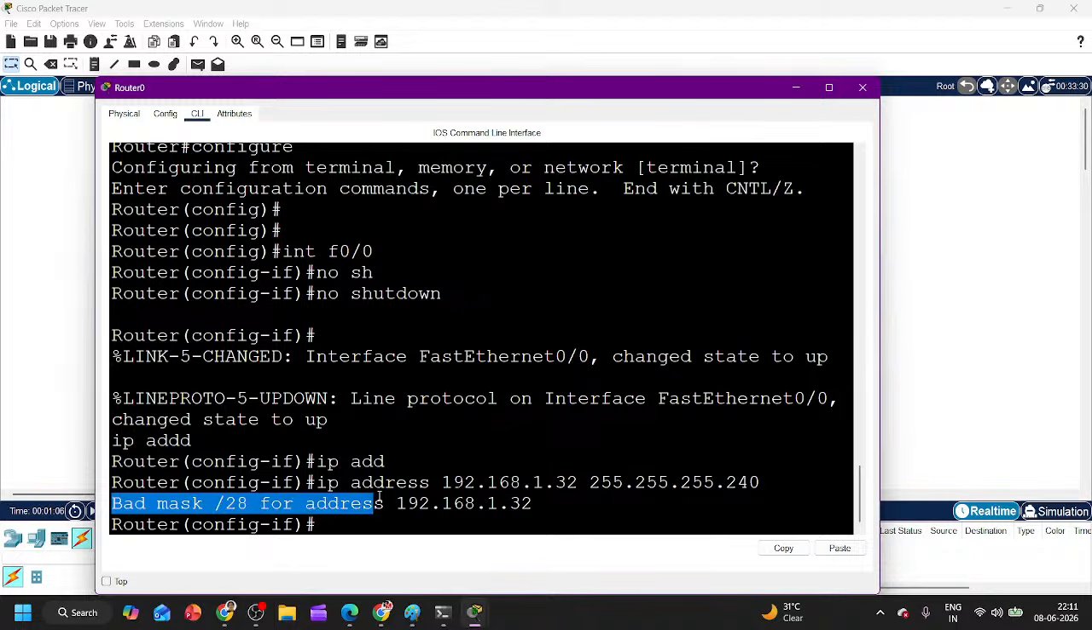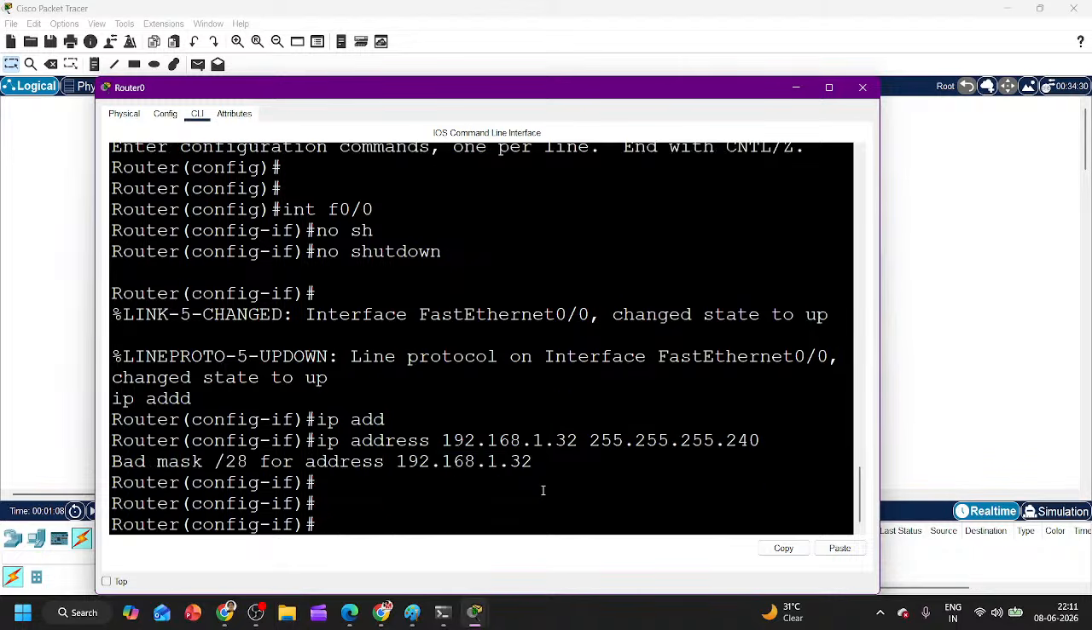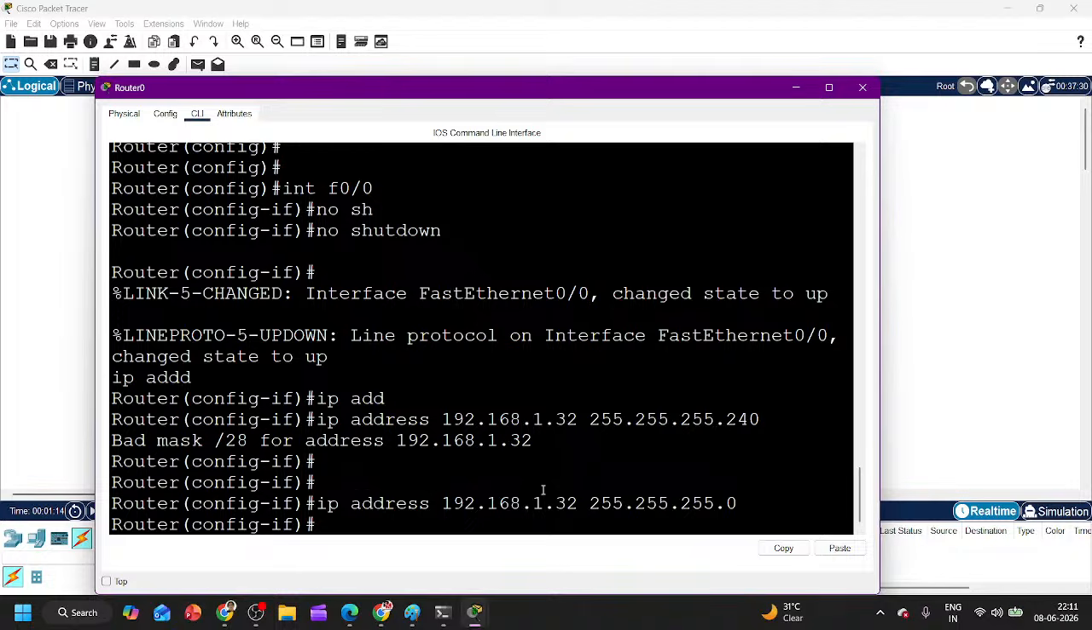Bad mask /21 for this address. But if I configure the same address with the default CIDR, the default subnet mask, it will definitely accept, because now this is a valid IP address.